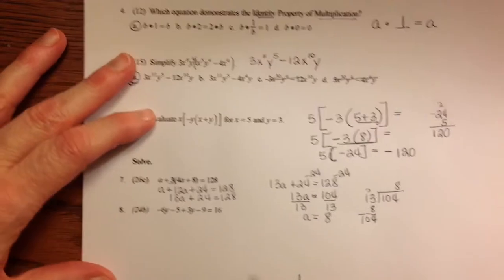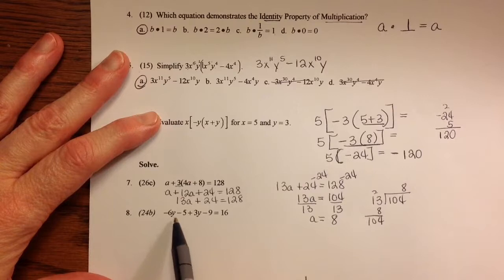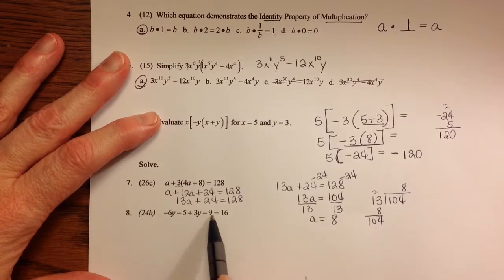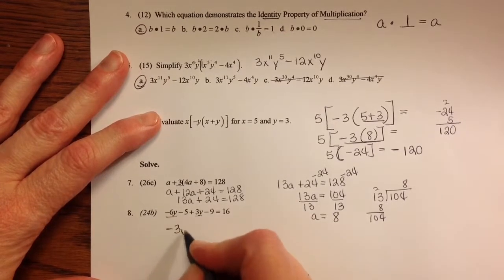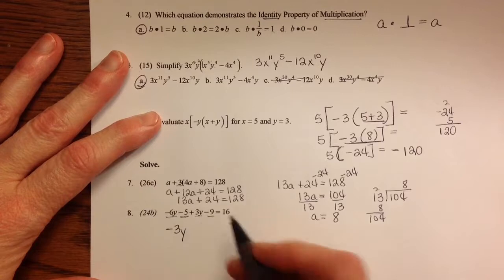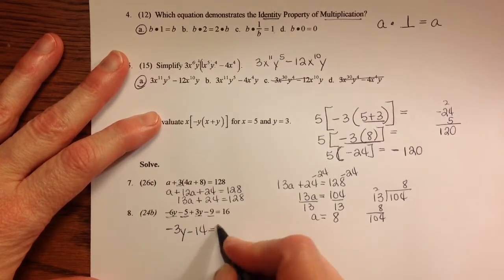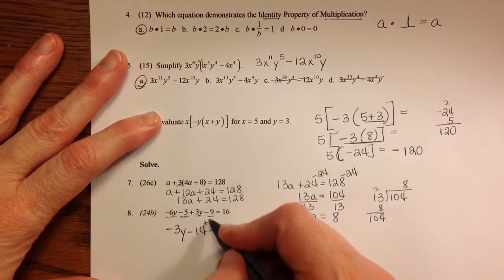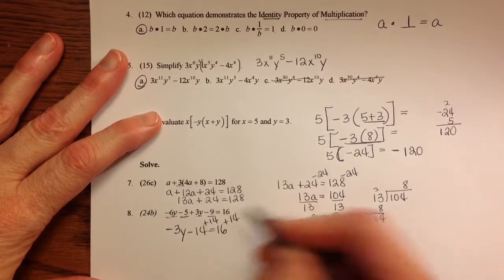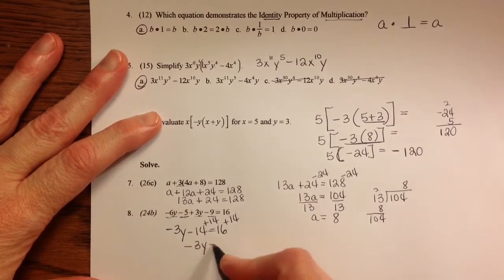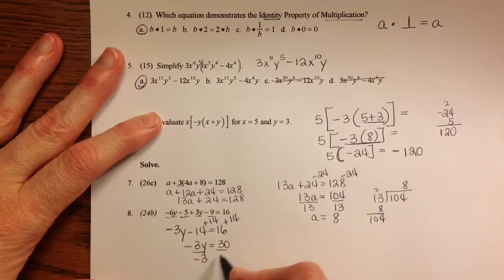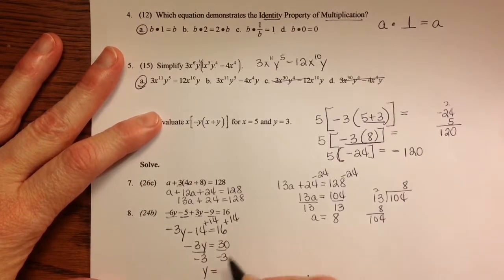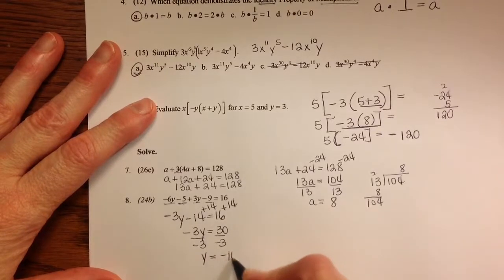Number 8. Negative 6y minus 5 plus 3y minus 9 equals 16. Well, I'm going to put my like terms together first. So I have negative 6y plus 3y is negative 3y. And I got a negative 5 minus 9 is a negative 14 equals 16. Let's add 14 to both sides. We get negative 3y is equal to 30. Divide by negative 3. And watch your signs, and you'll get y is equal to negative 10.